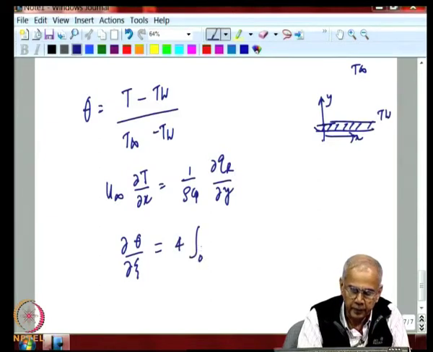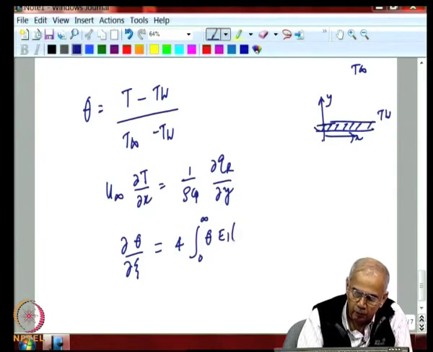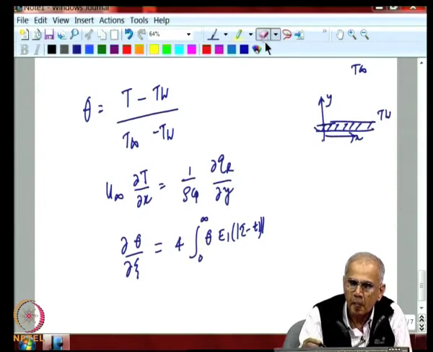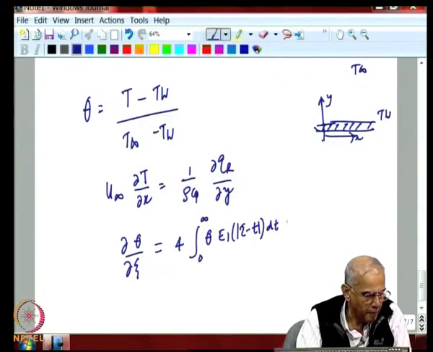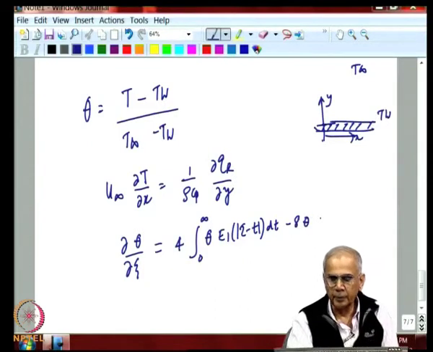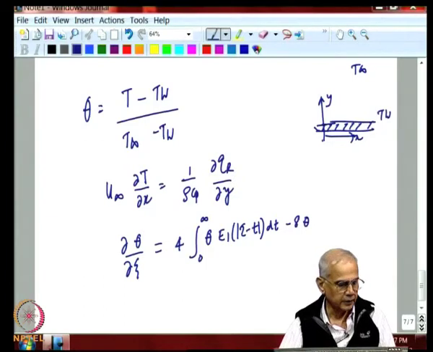theta, 0 to infinity, into E1 of mod tau minus t dt, minus 8 theta. So, this has come about because of the non-dimensional linearization that we have done.